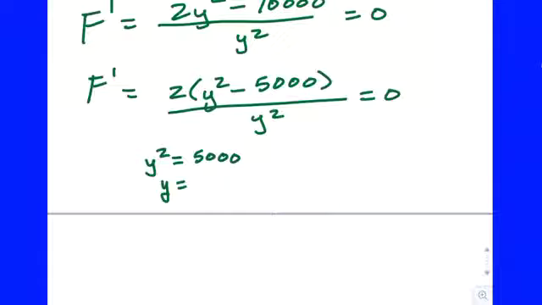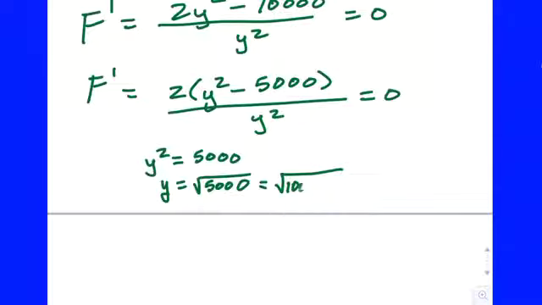Does the negative one make sense, though? No. So you don't have to write it down, but at least you've considered it. It's going to be the square root of 5,000. Now let's see if this were like a multiple-choice question. Square root of 5,000 might not be the answer choice. So how can we simplify the square root of 5,000?